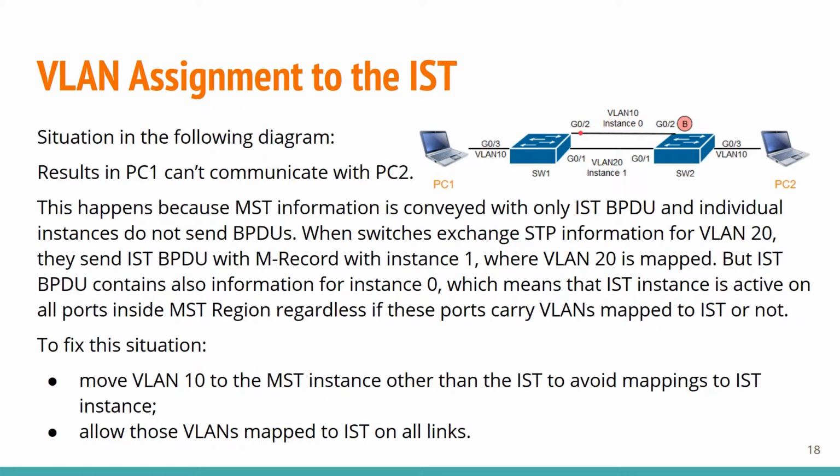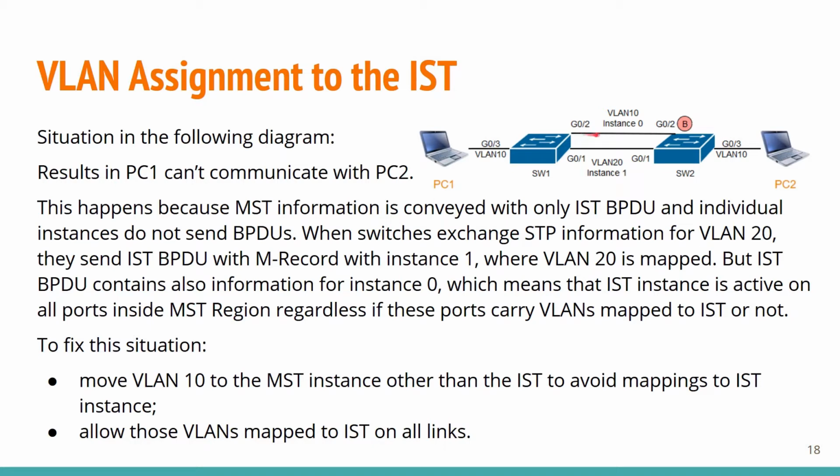So this situation results in PC1 not being able to communicate with PC2. This happens because MST information is conveyed with only IST BPDU, and individual instances do not send BPDUs. When switches exchange STP information for VLAN 20, they send IST BPDU with M record with instance 1 where VLAN 20 is mapped, but IST BPDU contains also information for instance 0, which means that IST instance is active on all ports inside MST region, regardless if these ports carry VLANs mapped to IST or not.